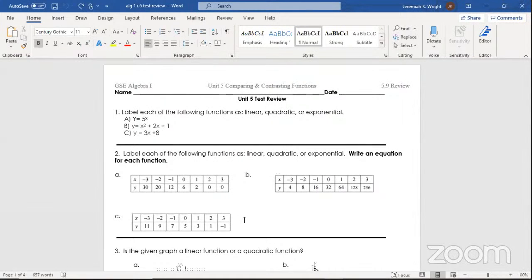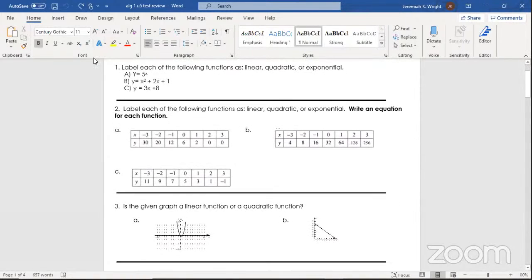Today we're going to go over the review worksheets that we were given from the module. Now this is Module 7 in the book, or the online book rather, which is also known as Unit 5. And its title, just so we're sure we're on the same unit, is Comparing and Contrasting Functions. So let's get right to it.